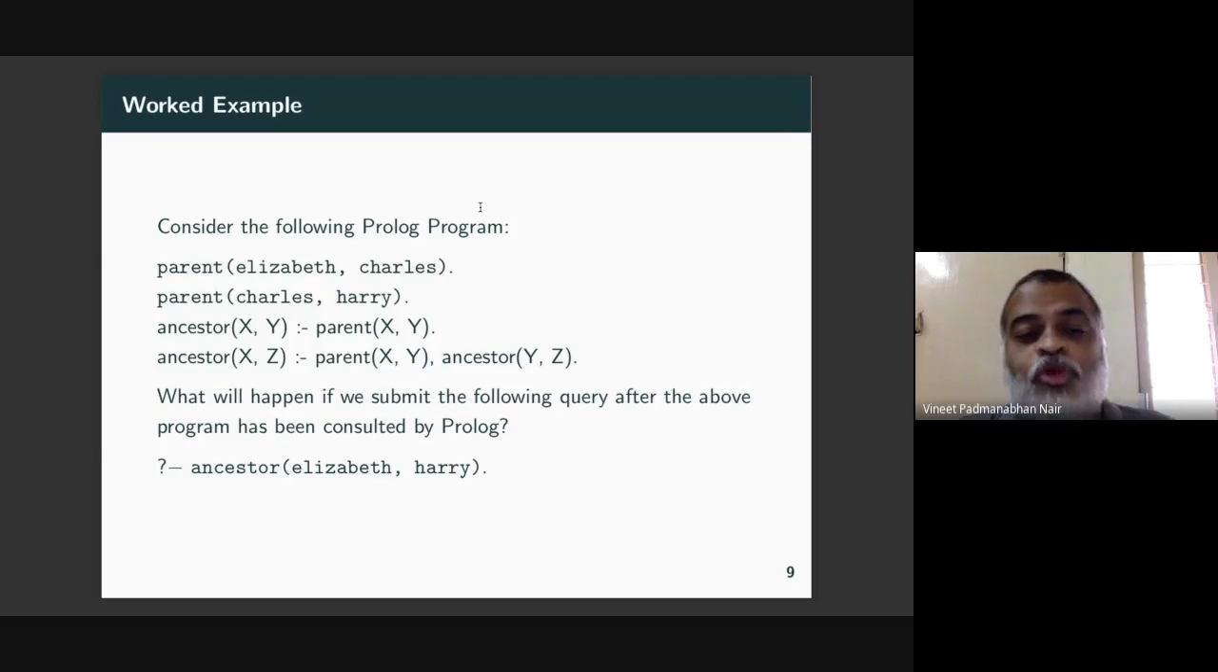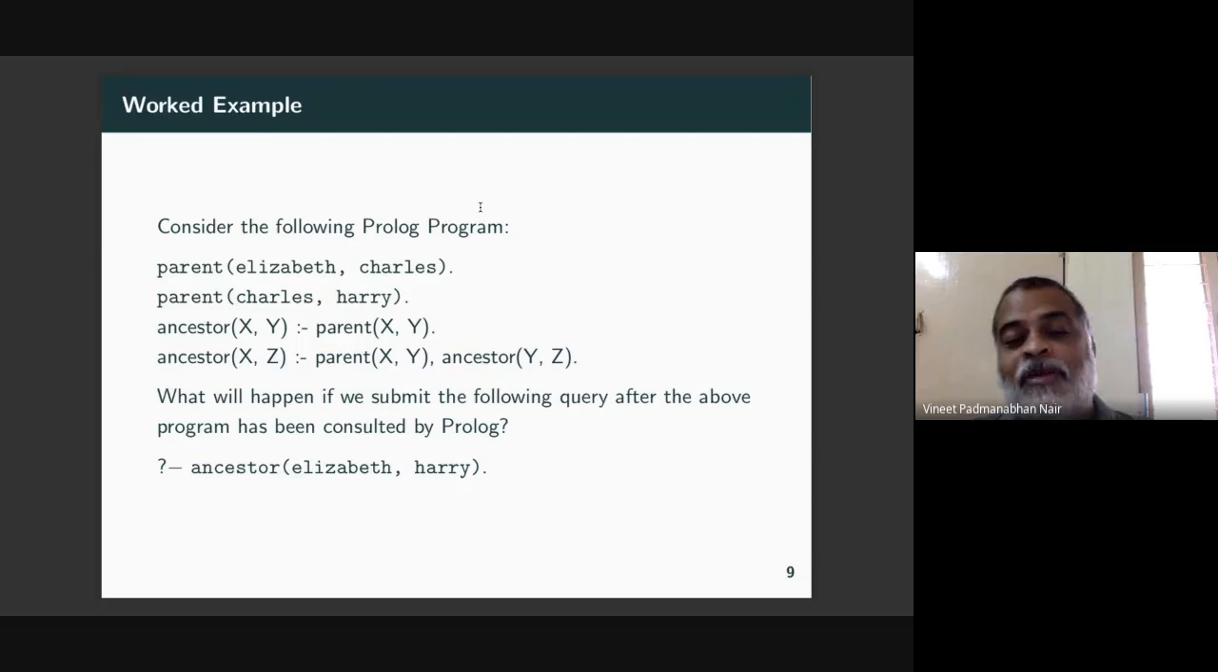And then 2 rules you have given. X is the ancestor of Y if X is the parent of Y. So that is how you read that. It is not the other way around. If X is the ancestor of Y, then X is the parent of Y, it doesn't come that way. X is the ancestor of Y if X is the parent of Y. X is the ancestor of Z if X is the parent of Y and Y is the ancestor of Z.